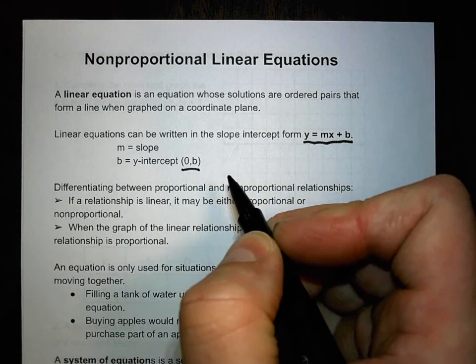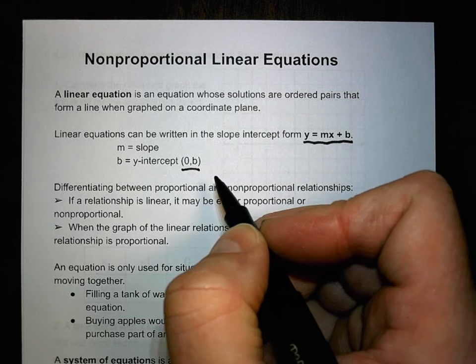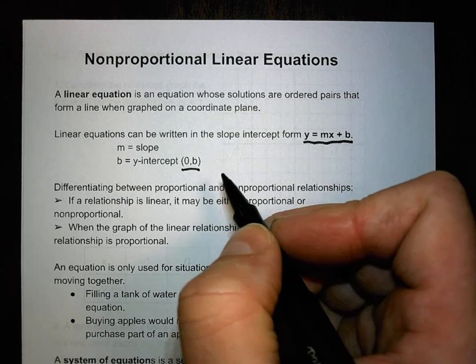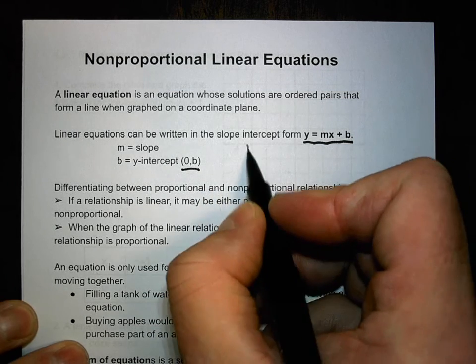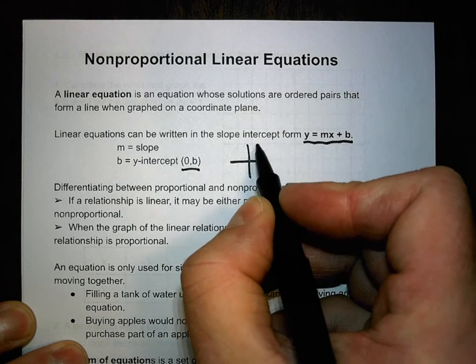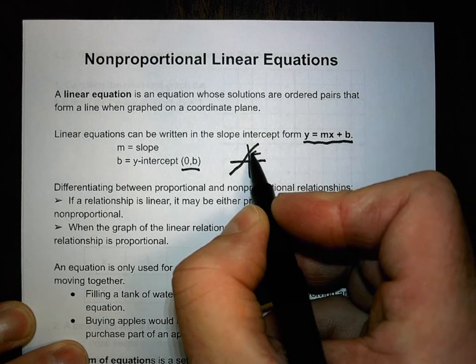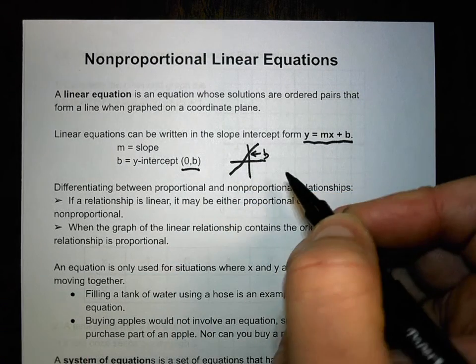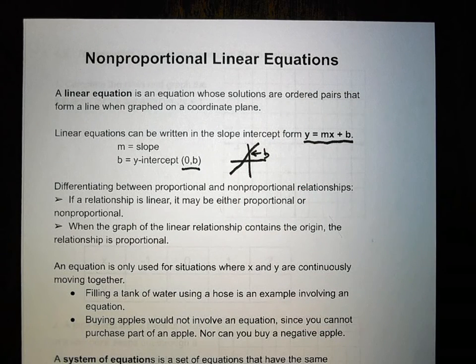And b is the y-intercept. The coordinates for b are always 0, comma b. Because in the case of the y-intercept, it's where it crosses the y-axis. So if we have a line that crosses, right there is b. It's the y-intercept. It is the point where the line crosses the y-axis. And at that point, x is always 0. So the y-intercept will always be 0, comma, whatever the number happens to be for b.